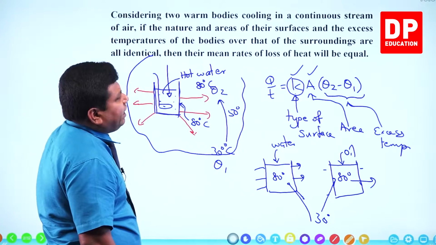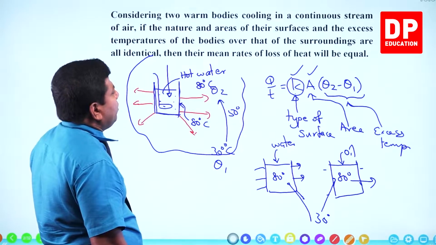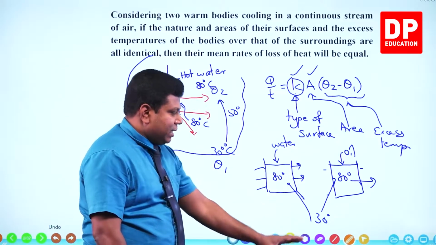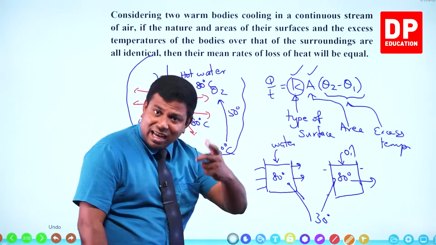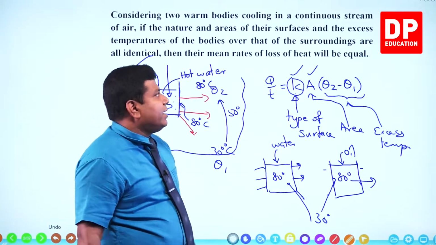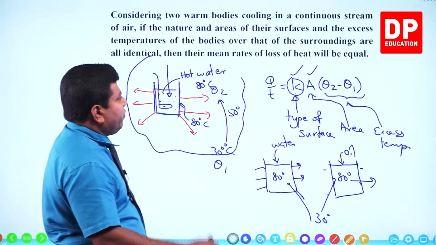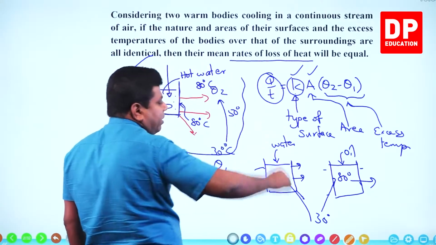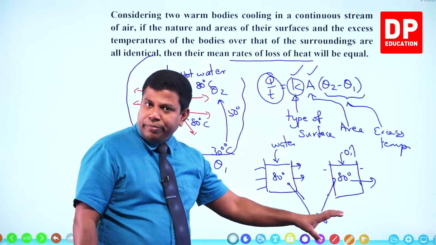If the nature and areas of their surfaces and the excess temperatures of the bodies over that of the surroundings are all identical, see, if all are identical, excess temperature is identical, surface area is identical, surface type is identical, if all these three factors are identical, then their mean rates of loss of heat, that's what we call Q by T, the rate of loss of heat, will be equal for both.